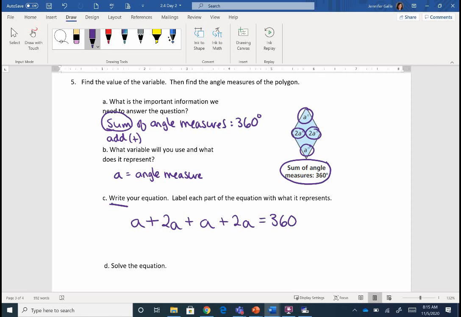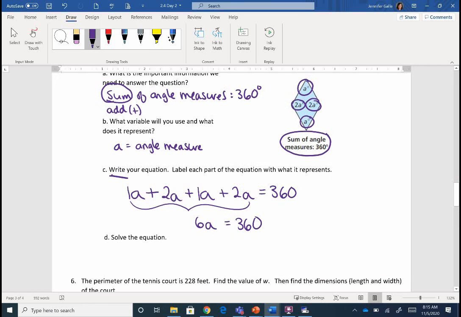Let's combine all those like terms that we have. We have a bunch of A's. How many A's do we have there? Looks like we have 1, 2, 3, 4, 5, 6. We can put all these together and we have 6 A's. All right, let's finish her off. Divide by 6.